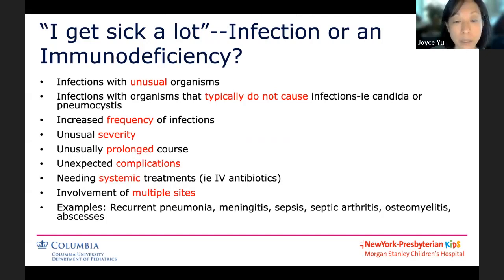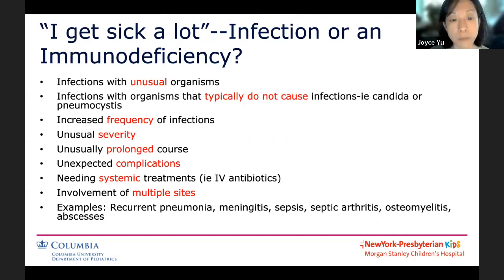Maybe unexpected complications, like I just mentioned before. Maybe someone who has an ear infection. The ear infection should just get treated with antibiotics and go away. But what if it becomes a bone infection? What if it becomes a meningitis? Then that might be a red flag for something going on. Someone who may need systemic treatments, not just oral antibiotics. You needed IV antibiotics, or prolonged antibiotics to treat the infection. That could be a red flag as well.